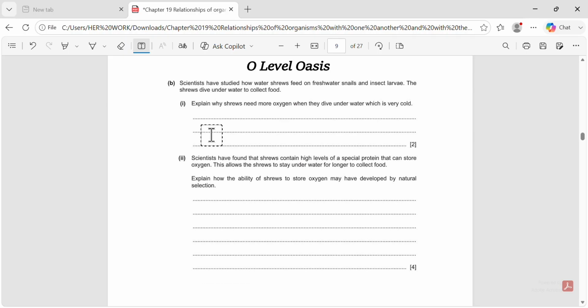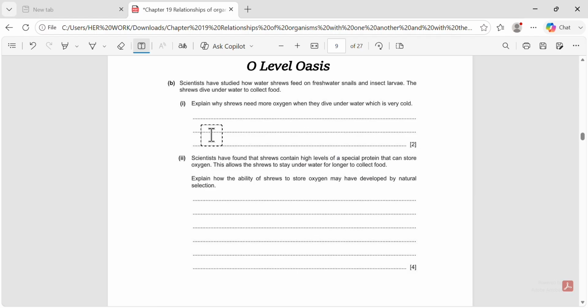Now let's move on to part B. The background information explains that scientists have studied how water shrews feed on freshwater snails and insect larvae. The shrews dive underwater to collect food. The next one asks, explain why shrews need more oxygen when they dive underwater, which is very cold.